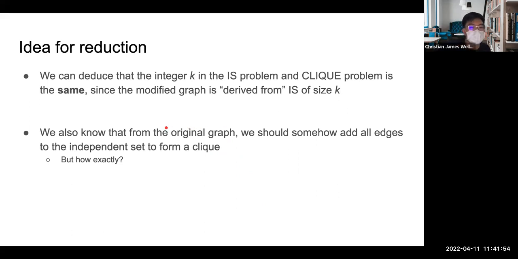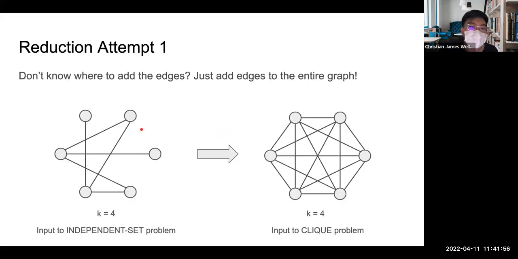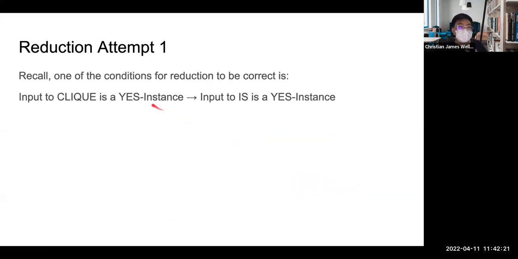I thought of some attempts. Maybe the first, very trivial attempt is that you don't know where to add the edges, so just add edges to the entire graph. So my first proposed reduction is that K doesn't change, but I modify the graph such that I add edges everywhere and the CLIQUE problem becomes a complete graph. So does this work or not? Let's think about it.